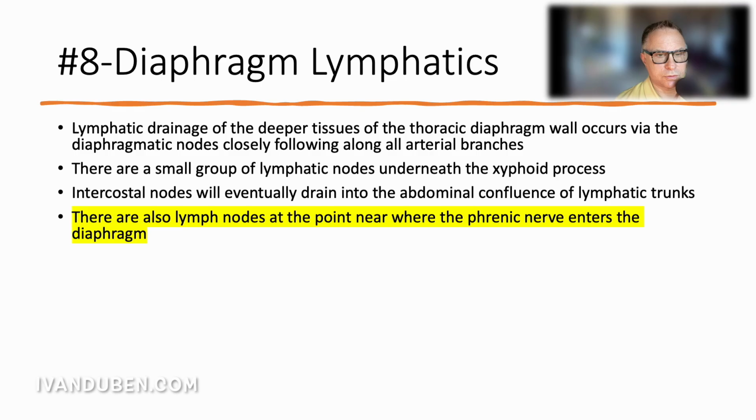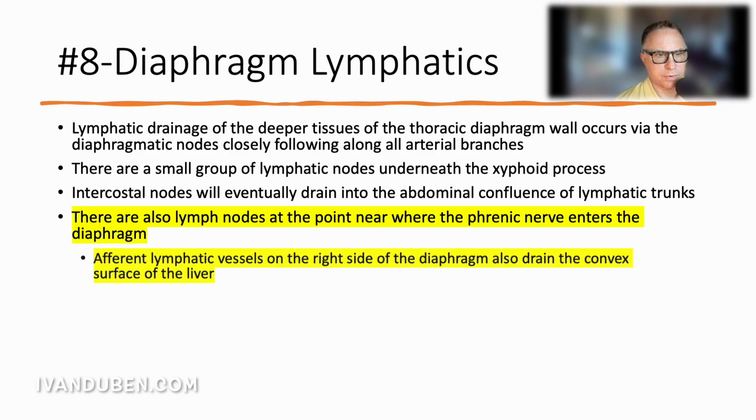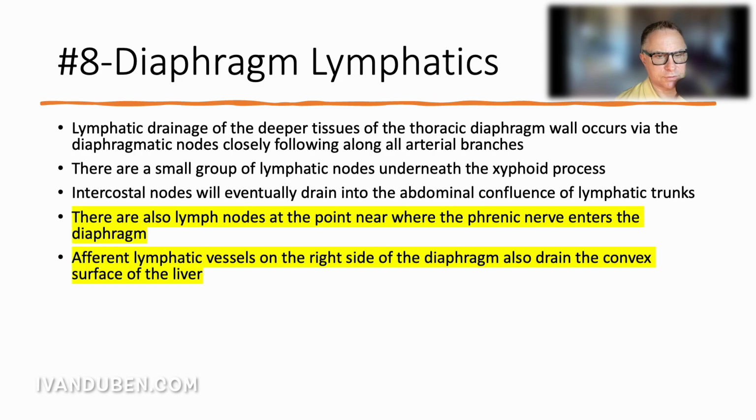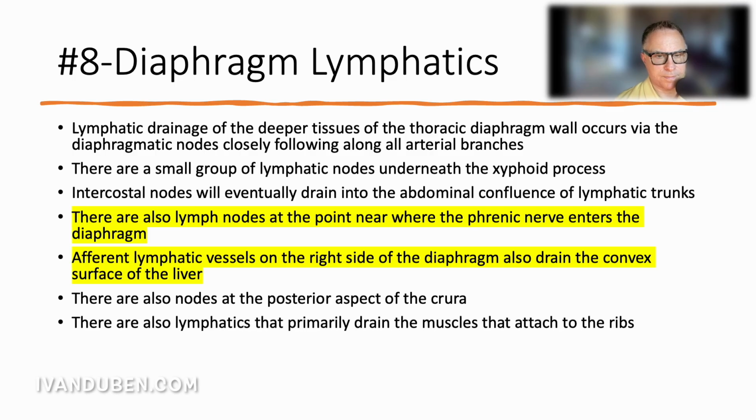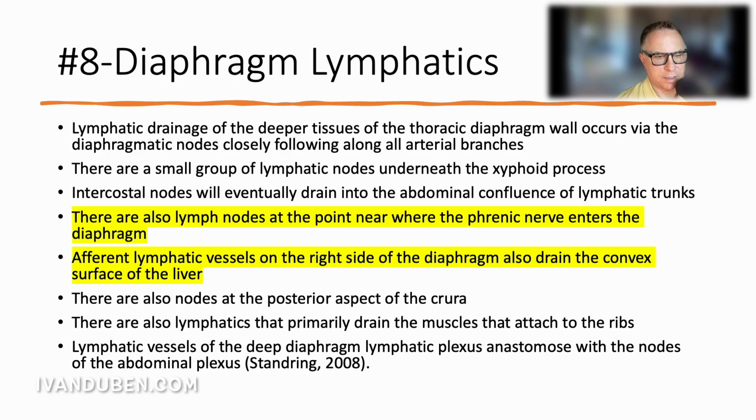There are also lymph nodes at the point near where the phrenic nerve enters the diaphragm. Afferent lymphatic vessels on the right side of the diaphragm also drain the convex surface of the liver. There are also nodes at the posterior aspect of the crura. There are also lymphatics that primarily drain the muscles that attach to the ribs. And lymphatic vessels of the deep diaphragm lymphatic plexus anastomose with the nodes of the abdominal plexus.